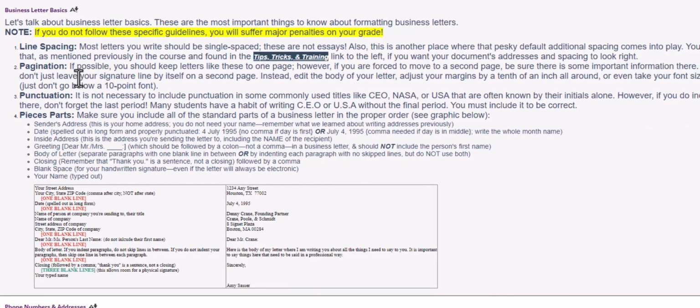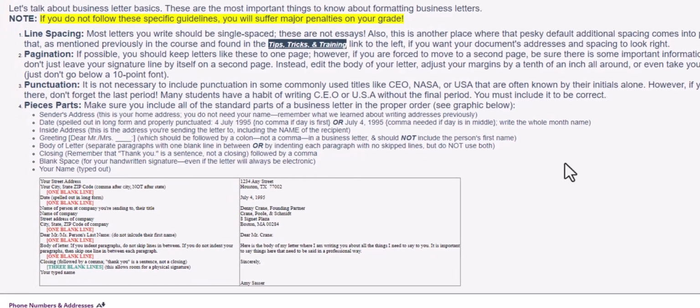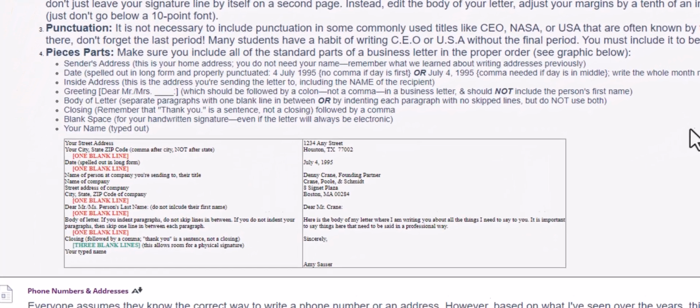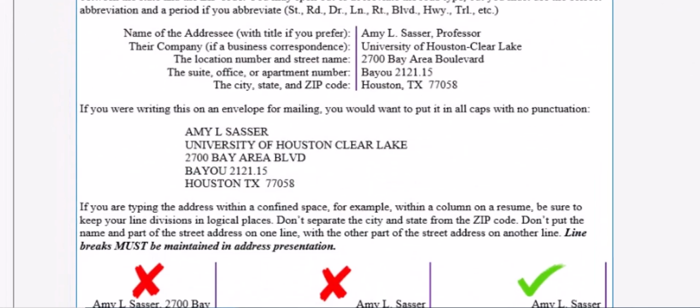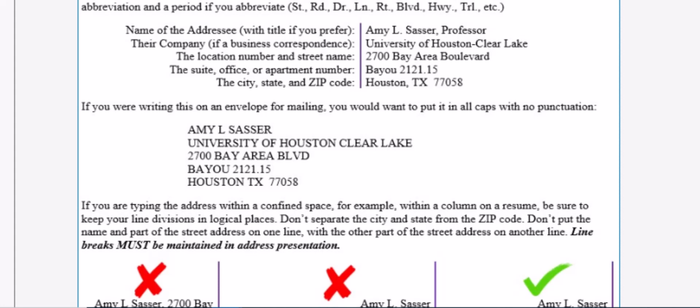Make sure that you get all of these things correct as you've had the time to go over this information, and you need to make sure that your work fits these parameters. I also included how you should properly write telephone numbers and addresses. Many people mess this one up, so please read through this section carefully.